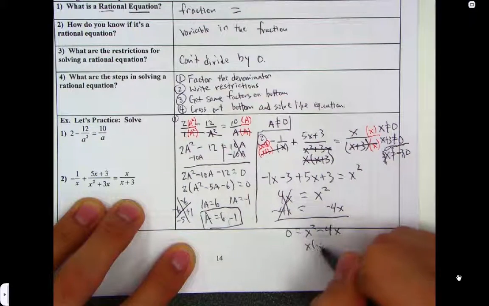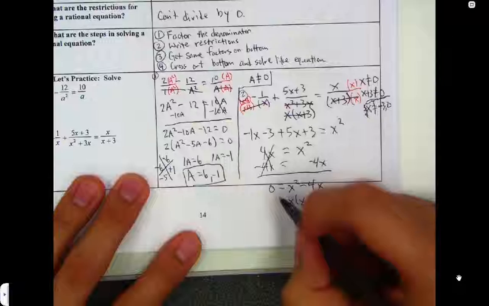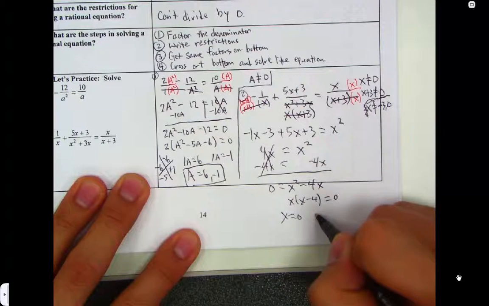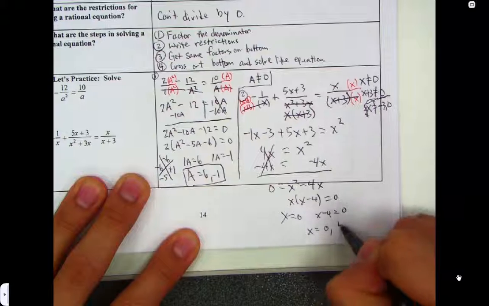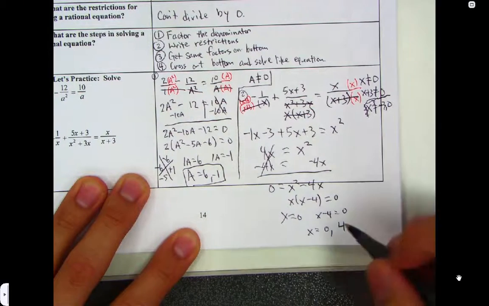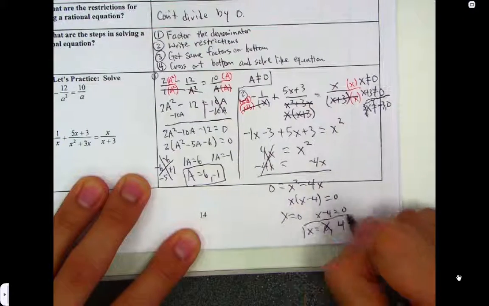Factor, because this is a quadratic. And set these equal to 0, so x is equal to 0. And x minus 4 equals 0, so x equals 0 and positive 4. Since 0 is one of my restrictions, this is not an answer, so my answer is just 4.